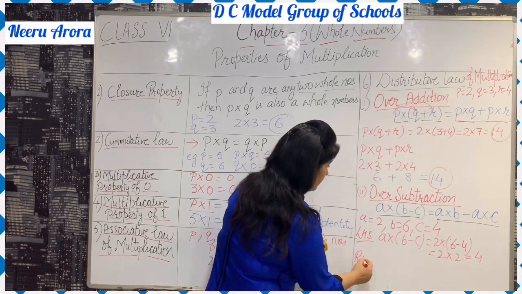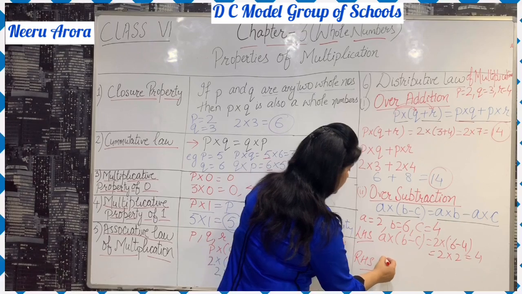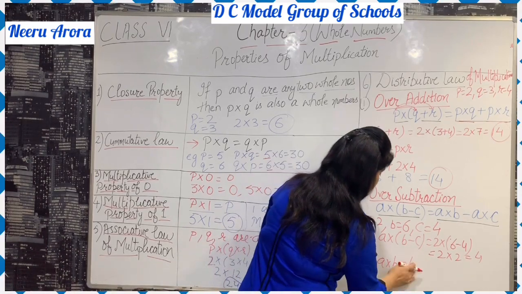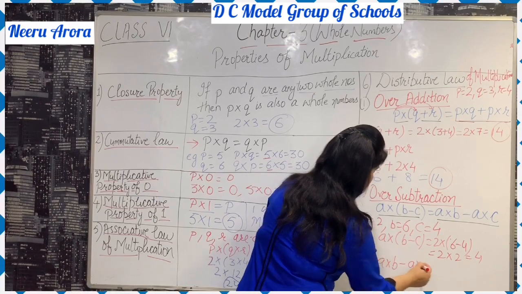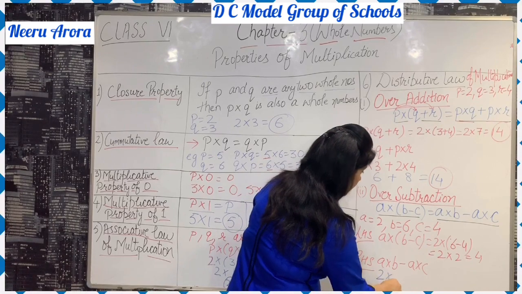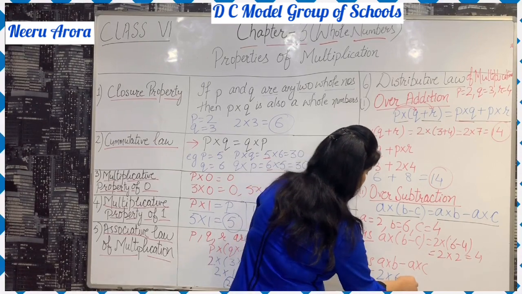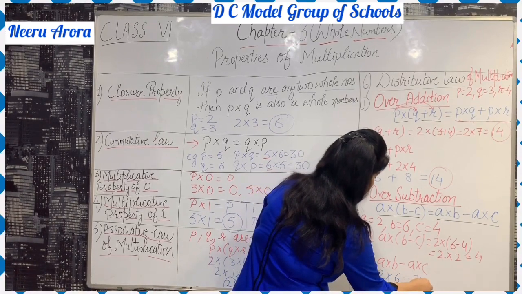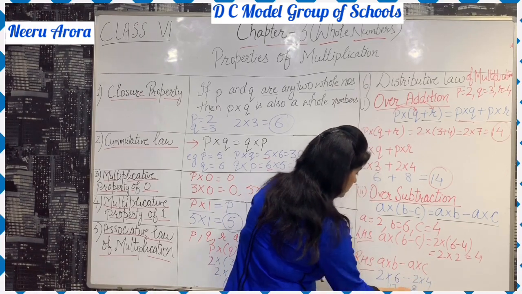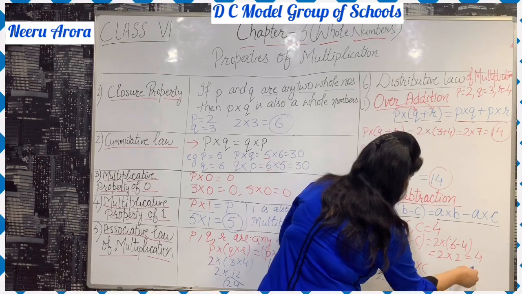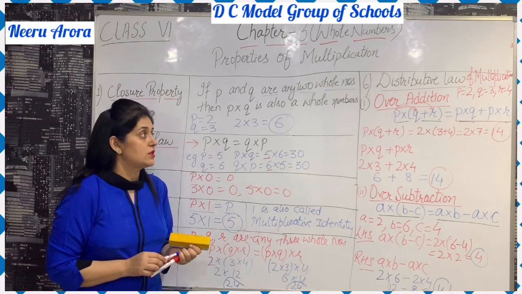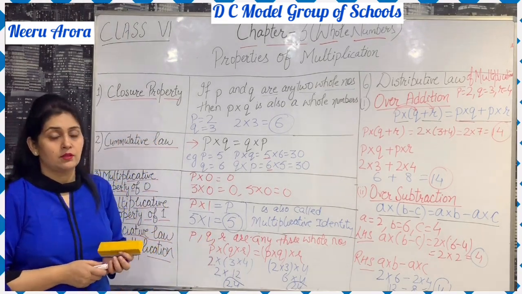Next, the right hand side. The right hand side is A multiplied by B minus A multiplied by C. So 2 multiplied by 6 minus 2 multiplied by 4. Here comes 12 minus 8. What do we get? 4. So we can see the left hand side is equal to the right hand side. So these are our properties of multiplication. Thank you.